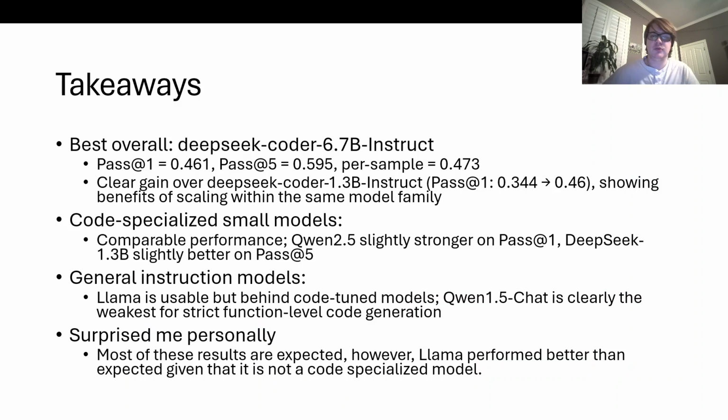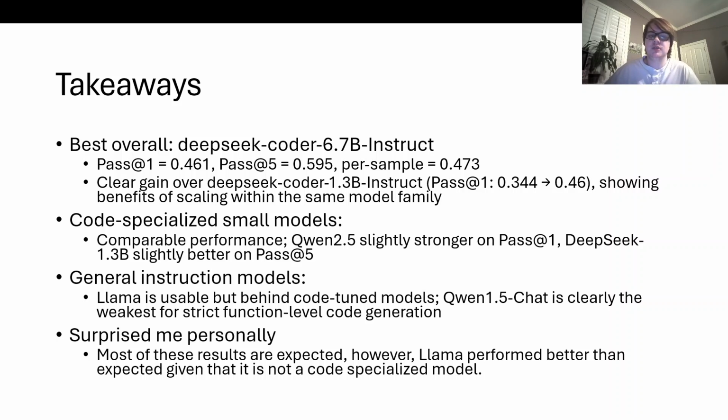So what are the overall takeaways from this experiment? Well, as we expected, the overall best pick for code generation would be the largest model, DeepSeek Coder 6.7 billion. It had a very high pass rate at pass 5 at almost 60% and a per sample rate at almost 50%. This is a clear gain over the smaller model in its family, DeepSeek Coder 1.3 billion. It increased its model performance by over 10% at pass 1, showing that there are clear benefits of scaling within the same model family, at least at this size.